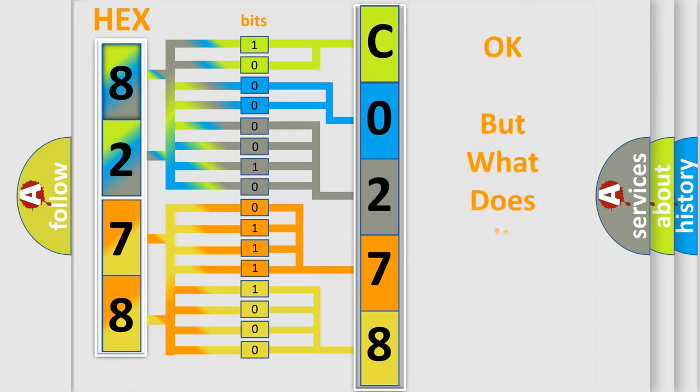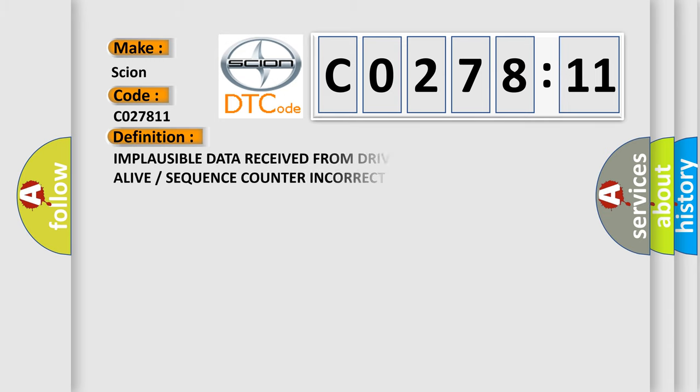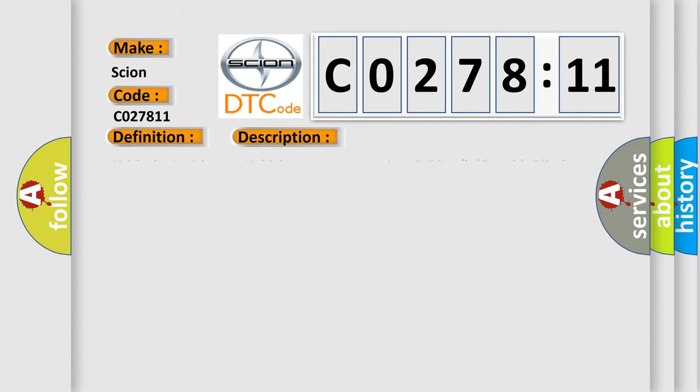The number itself does not make sense to us if we cannot assign information to what it actually expresses. So, what does the Diagnostic Trouble Code C0278-11 mean specifically for Scion car manufacturers? The basic definition is: implausible data received from driver blind spot sensor, alive or sequence counter incorrect or not updated. And now this is a short description of this DTC code.